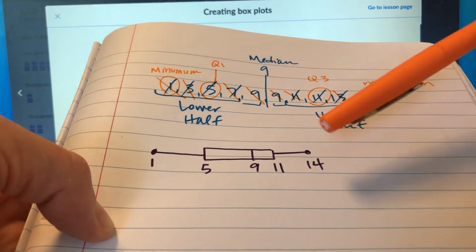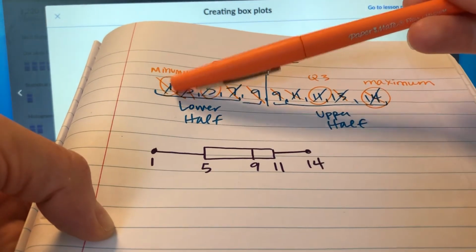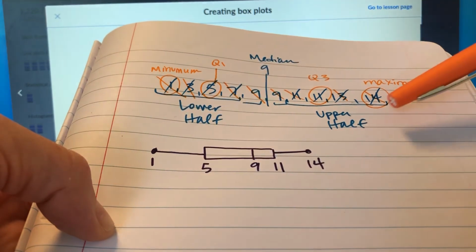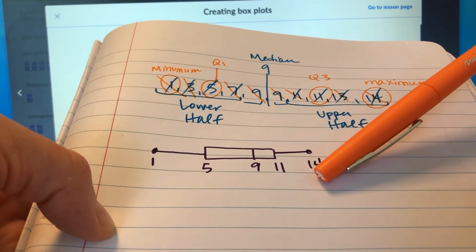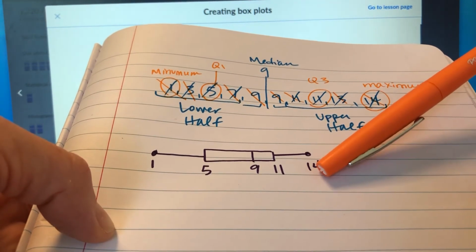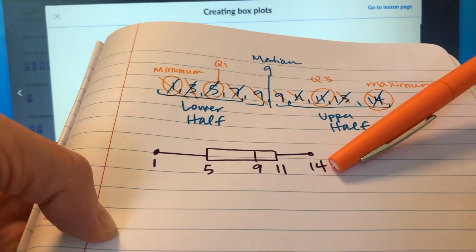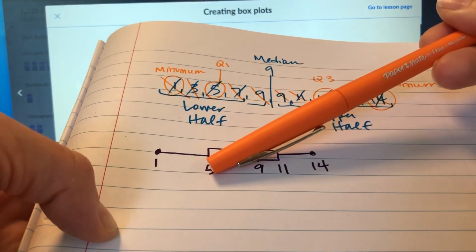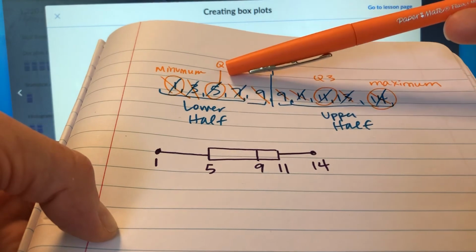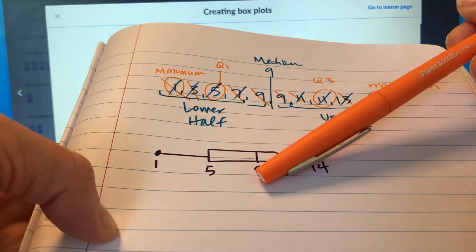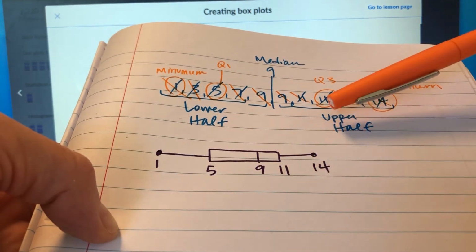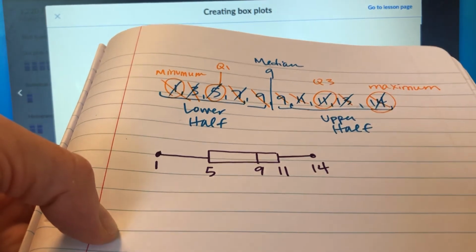So we're looking for a box plot that looks like this. 1 is our minimum or lower extreme. 14 is our maximum or upper extreme. Everything has multiple names. They all mean the same thing, okay? They're synonyms. 5 is your lower quartile, also known as your Q1. 9 is your median, and then 11 is your upper quartile or Q3.